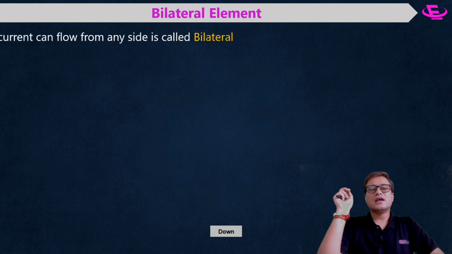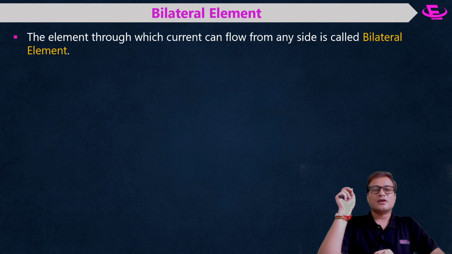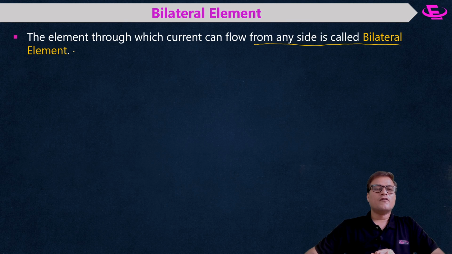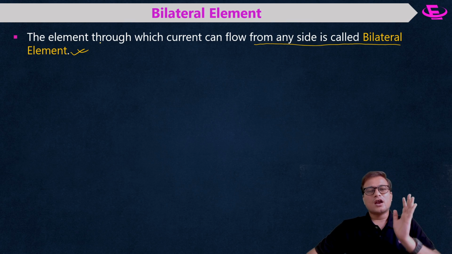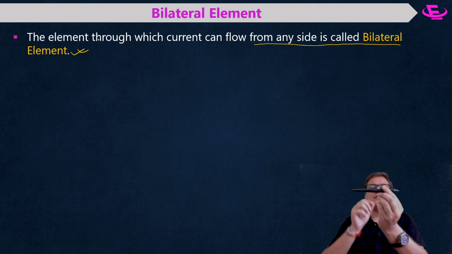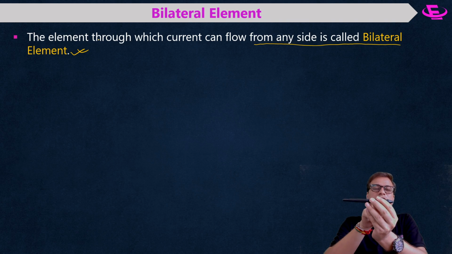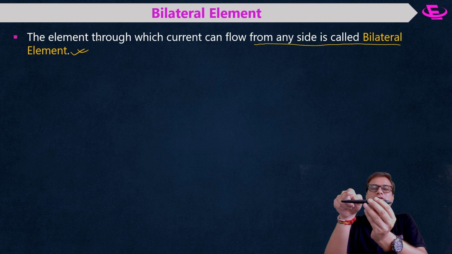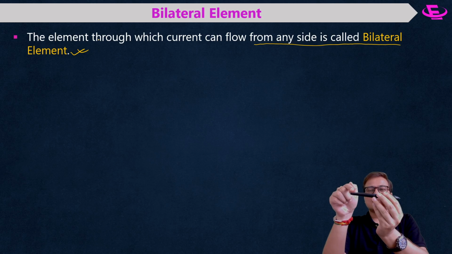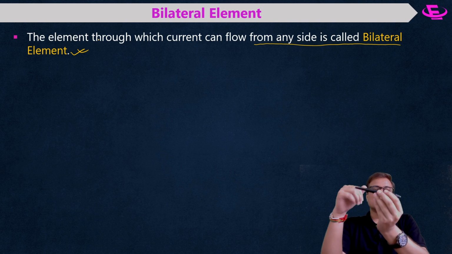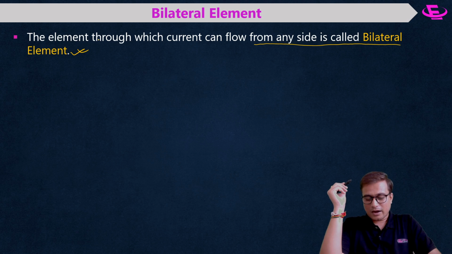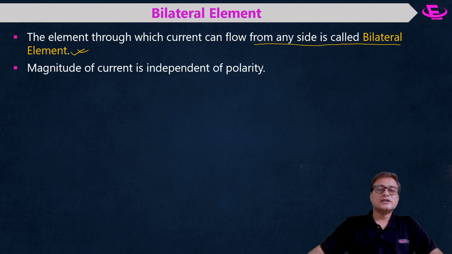Next is bilateral element. What is a bilateral element? The element through which current can flow from any side is called a bilateral element. Very simple definition. Suppose this is the element: if you apply positive voltage at this terminal, the current will flow like this. If you apply positive voltage at the other terminal, current will flow the other way. That type of element is called a bilateral element. Second point is the magnitude of current is independent of polarity.